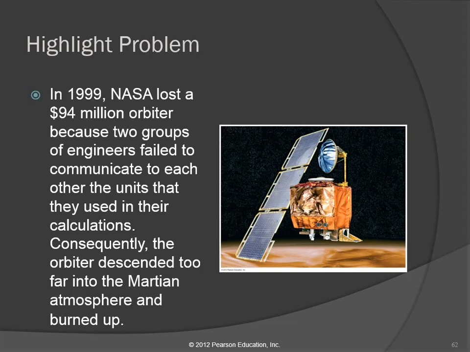Back in 1999, NASA lost a $94 million orbiter because 2 groups of engineers didn't communicate about their units. One was using inches, one was using centimeters. As a result, the calculations were wrong, and the orbiter was orbiting in a way that caused it to descend too far into the atmosphere, and it burned up. $94 million gone over units.